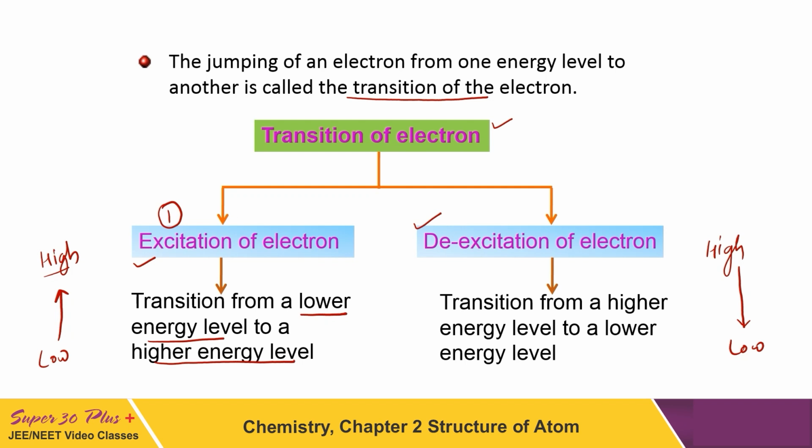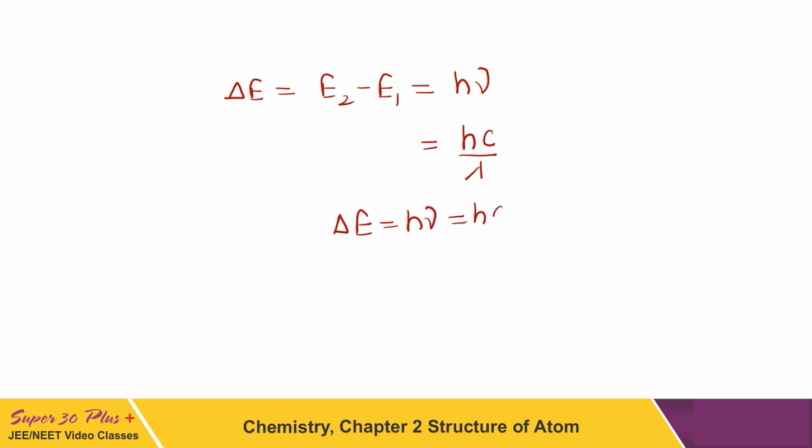So, according to Niels Bohr, whenever a transition of an electron takes place, energy is always involved in terms of photons only. Means energy is absorbed in terms of photons and energy is released in terms of photons. Whenever an electron goes from low to high, it will absorb a photon, and whenever an electron comes from high to low, it will release a photon. And that is the reason why the difference of energy of both shells, that is delta E, which you can say is E2 minus E1, is equal to the energy of the photon, h nu, or you can also call it hc upon lambda. So finally we can say that delta E is equal to h nu or hc upon lambda.